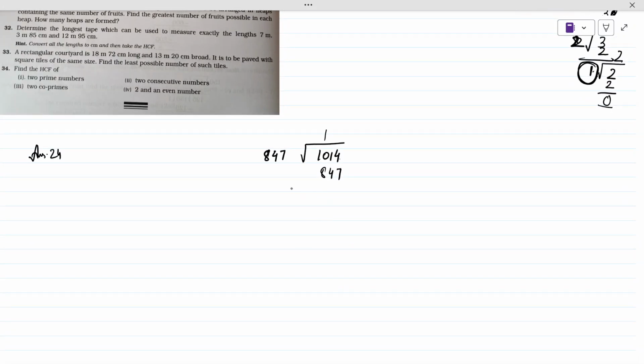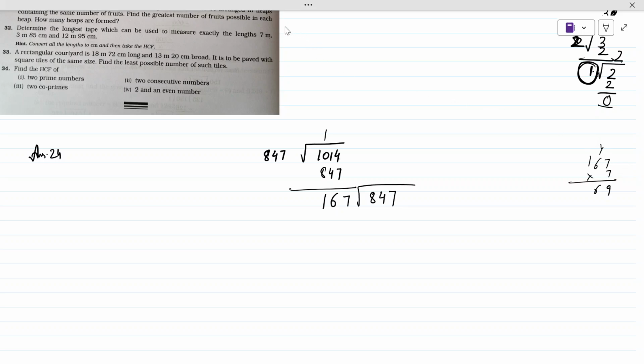So this is 14 minus 7, which will give us 7 here. Now 10 minus 4 will give us 6, and 9 minus 8 will give us 1. Right? So we have 167, and this is not 0. So again we have to divide. Let's try with 7 here. 9, 42 plus 4 is 46, and this is 11.